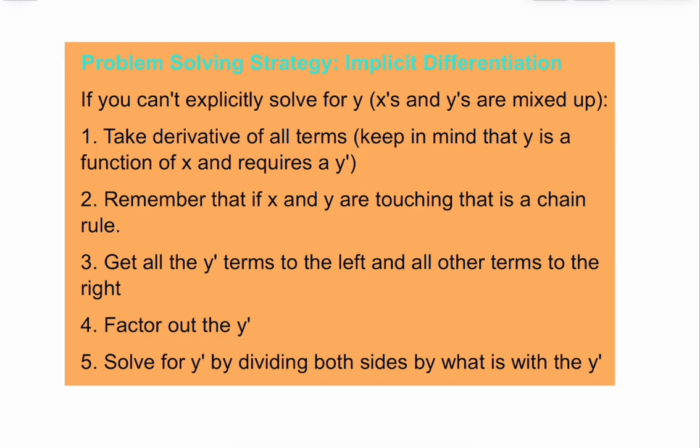So get all the y prime terms to the left and all the other terms to the right. We're going to factor out a y prime, and then we'll be able to solve for that y prime by dividing both sides by what is with the y prime. Now that sounds like a lot of stuff, so write down those rules, and then we'll actually talk about how to follow those steps.